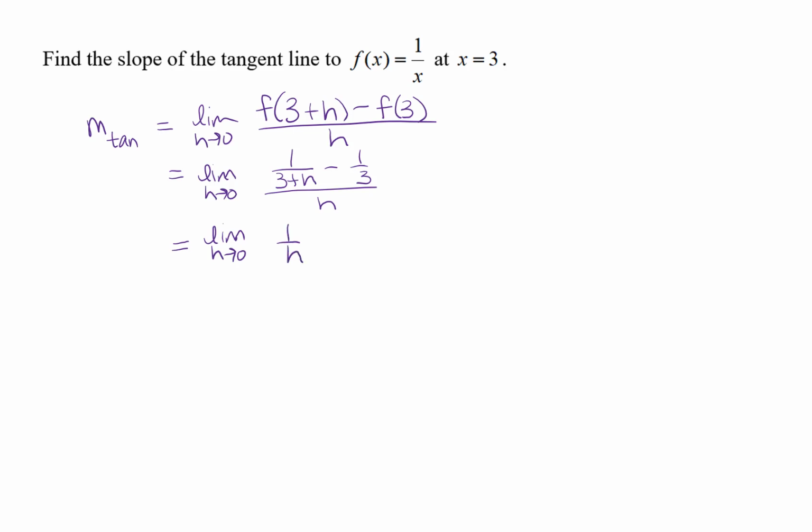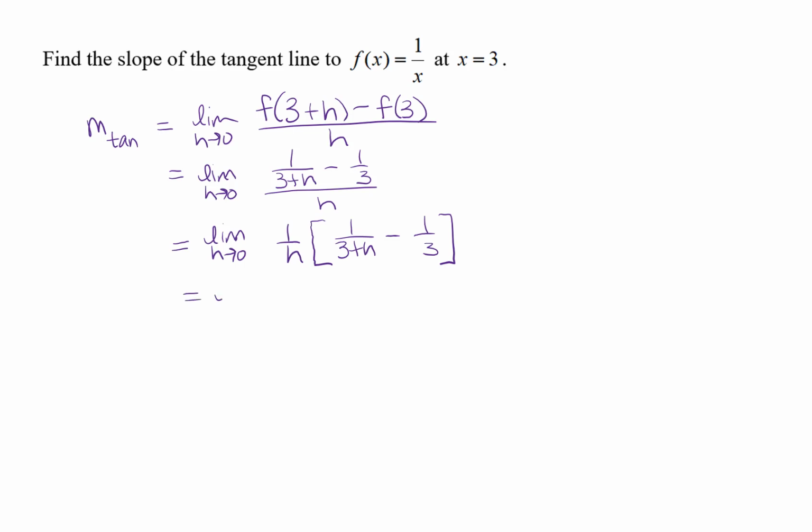So there are several ways to simplify it, but I would probably do this. I would write the numerator 1 over 3 plus h minus 1 over 3, and then instead of having that whole numerator divided by h, I would have that whole numerator times 1 over h. So multiplying by the reciprocal is the same thing as division.